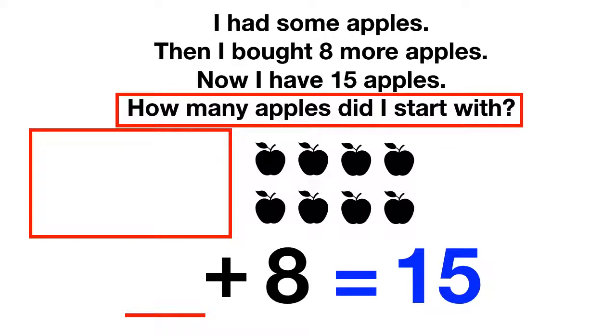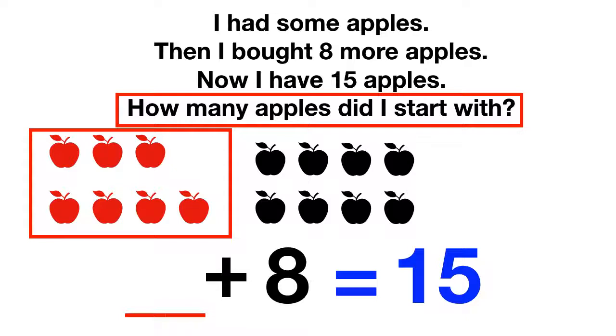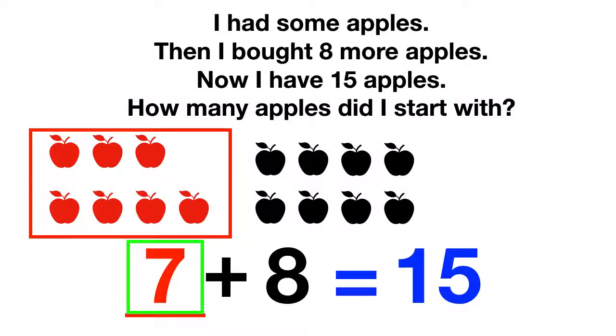Solve this part on your own. How many apples did I start with if my total equals 15? Well, you could solve this by counting the 1, 2, 3, 4, 5, 6, 7, 8 that we know we have. Then you could keep counting till you get to 15. 9, 10, 11, 12, 13, 14, 15. We made it. Now we just need to count up how many apples we started with. Well, we can count 1, 2, 3, 4, 5, 6, 7. We must have started with 7 apples.